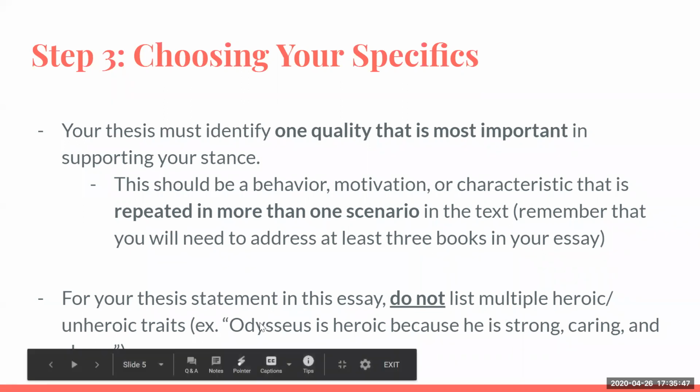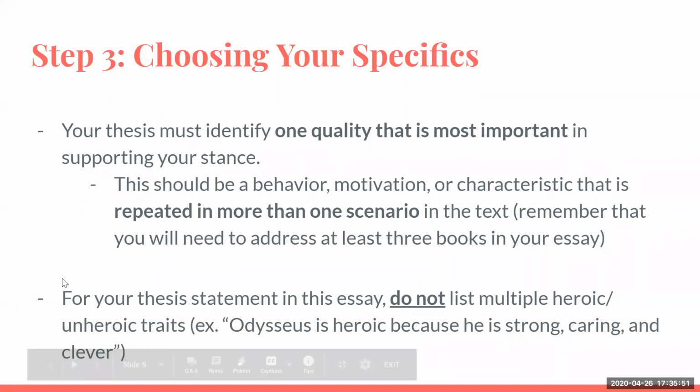For your thesis statement, we're not looking for a long list. "Odysseus is a hero because he's strong, he's caring, and he's clever." That's a little too middle school, right? We're looking to make a more nuanced and advanced thesis. And that thesis should include one main trait, one main behavior, one main motivation that you can support with a bunch of different pieces of evidence.